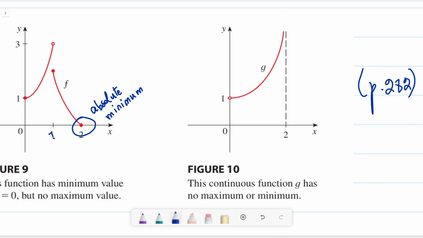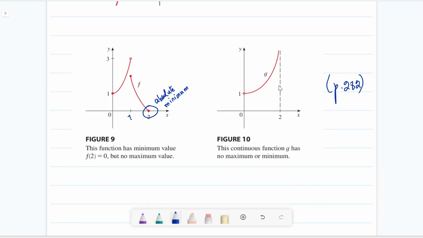Therefore, we don't have a maximum. Now regarding the minimum, again, this point at x equals 0 and f of x equals 1, or I mean g of x equals 1. So this point right here, we have an empty dot, so it is not part of the domain, so we do not have a minimum.